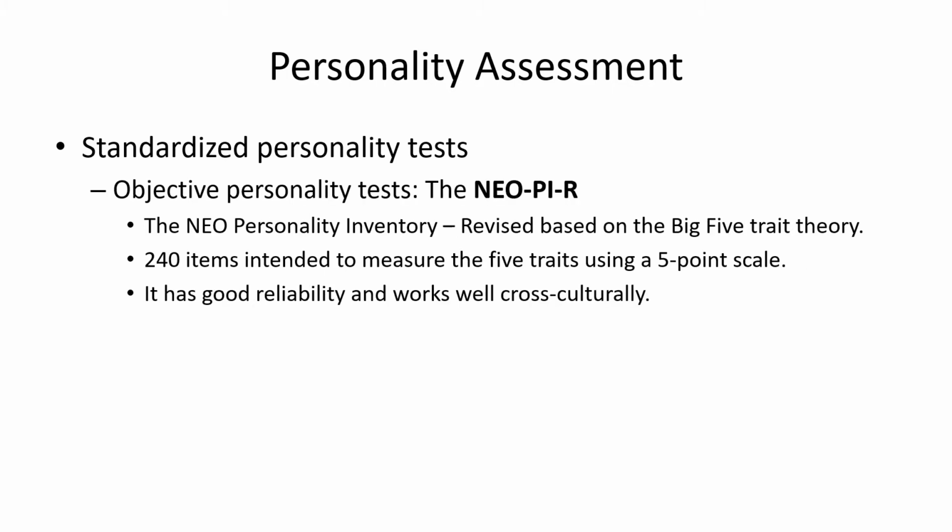So the next one is the NEO PI-R, right? This is based on the Big Five, which we talked about last module. It's 240 questions measured using a 5-point Likert scale, right? Kind of rarely to all the time. Pretty good reliability, works well cross-culturally.